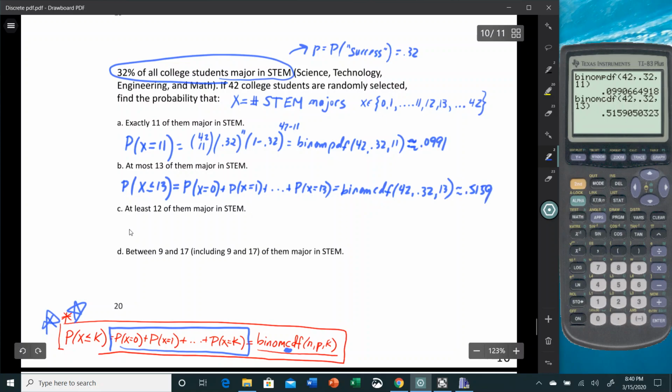Okay, now part C, the probability at least 12 of the students selected are STEM majors. At least 12 is the same as 12 or more, so that would be x bigger than or equal to 12. That would be the probability x is equal to 12 plus the probability x is equal to 13 plus all the way up to 42.